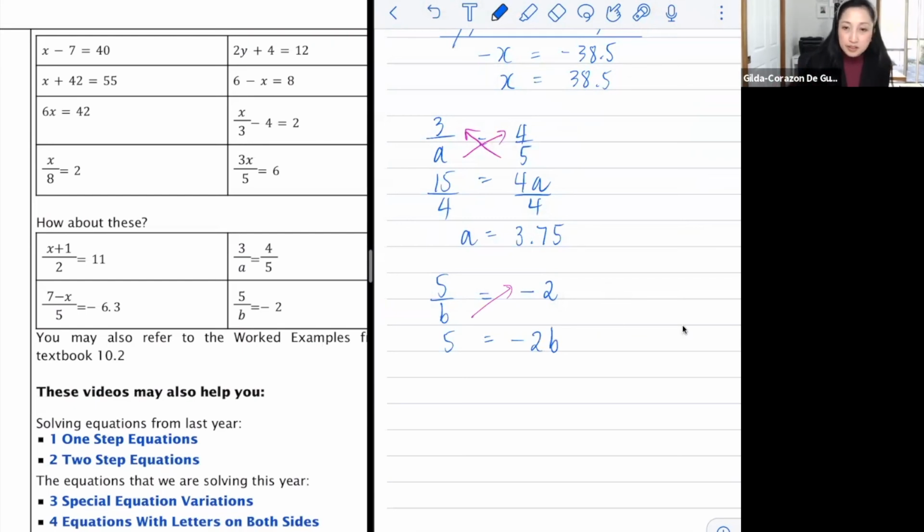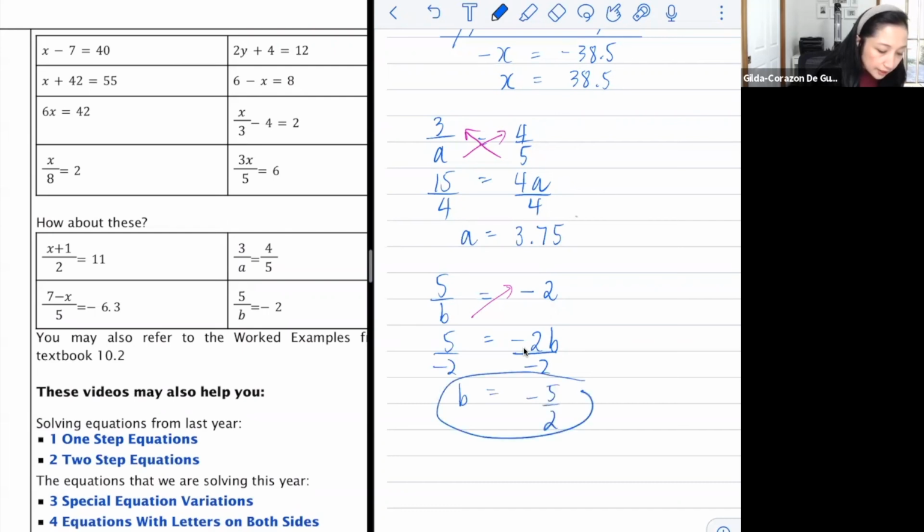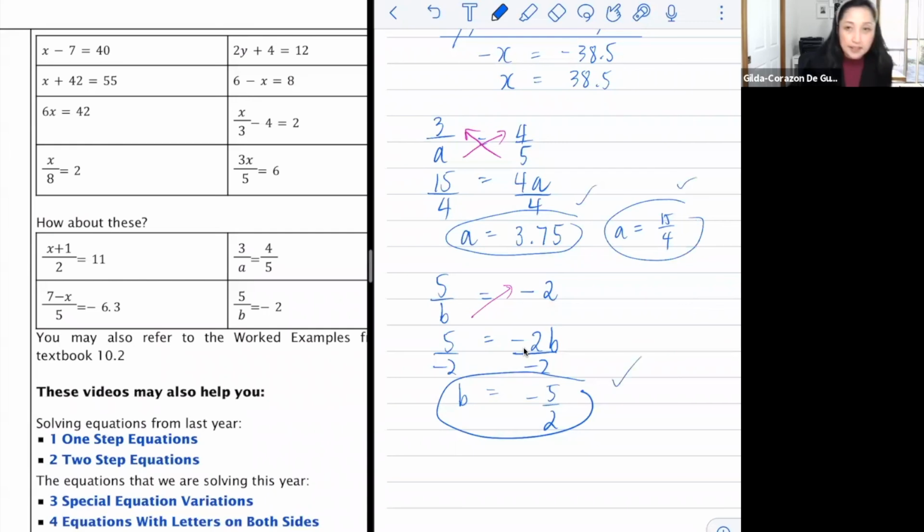Now you want to get rid of the -2, you divide both sides by -2, and therefore you say b is equal to -5 over 2. You can leave it as a fraction, right? You can leave this as a decimal only if it is terminating, but the preferred answer is actually a fraction. Just leave it as a equals 15 over 4. Okay, so either of these would be correct.